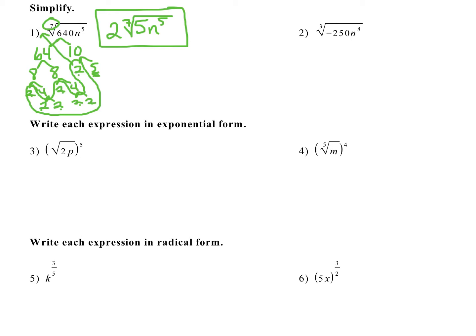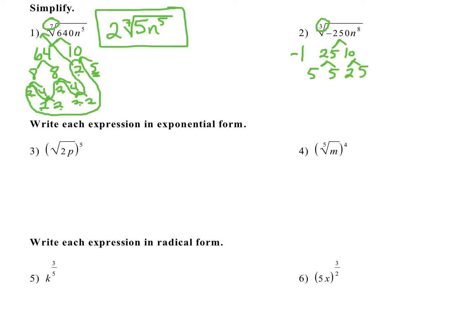Number 2, now we've got a cubed root, so this time I'm looking for 3 of a kind. Now the first thing I notice is that I'm taking the cubed root of a negative number. Well, the only way that I can get a negative here is if I do -1 times -1 times -1. So I know right away that I can bring -1 to the outside. Then I'm going to break down the 250. So 250 breaks down into 25 and 10. 25 breaks down into 5 and 5, and 10 breaks down into 2 and 5.